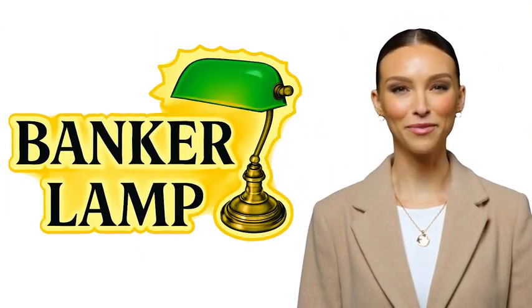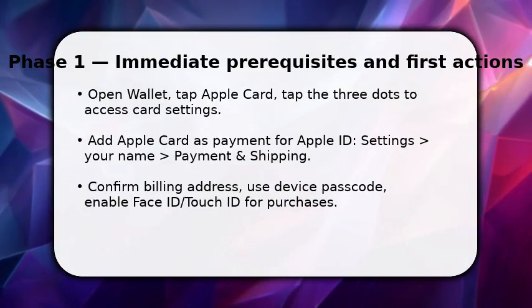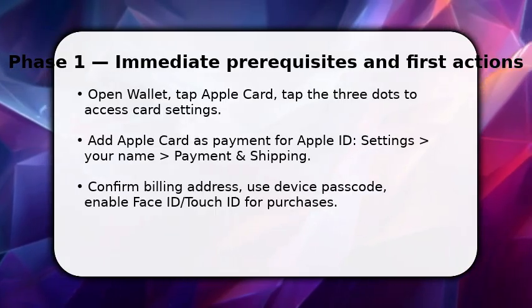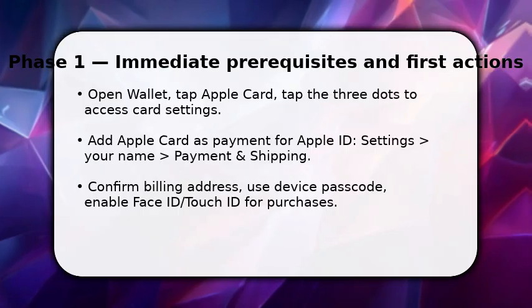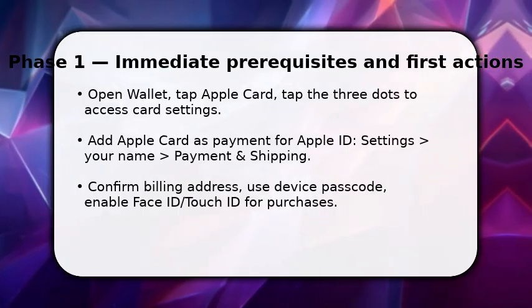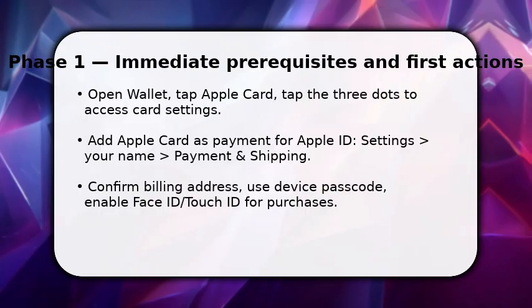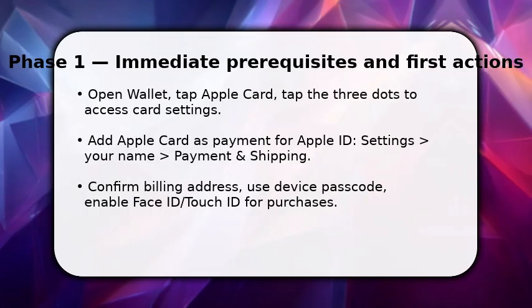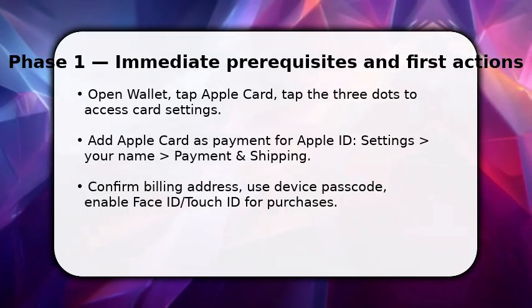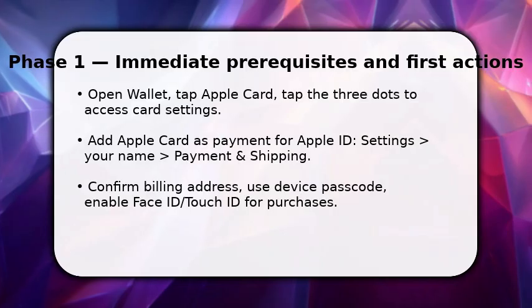Please enjoy the video. You'll start by adding Apple Card where it counts. Open Wallet, select Apple Card, then confirm it's active and secure. Once done, go to Settings, tap your name, and choose Payment and Shipping to add the card to your Apple ID. Make sure billing address and contact info match the card statement so purchases validate.